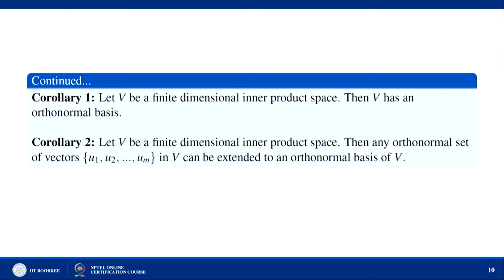Now, if V is a finite dimensional inner product space, then any orthonormal set of vectors u1, u2 up to um can be extended to form an orthonormal basis of V. This is also very easy to show. You see, you now have a set of vectors u1, u2 up to um.